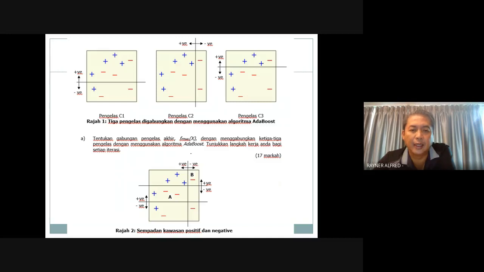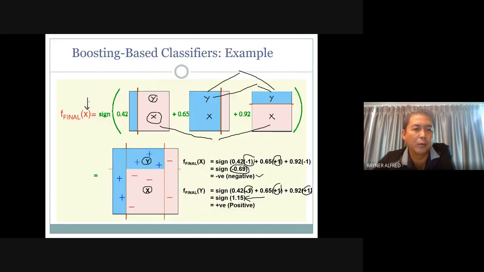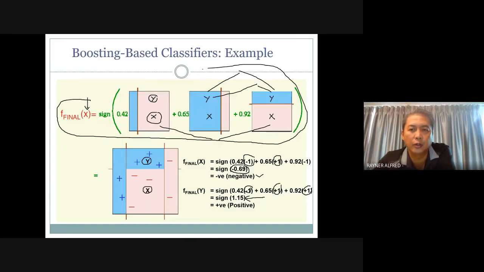So this is a sample of a question in the final exam. Okay, so given this one is classifier 1, classifier 2, classifier 3. You were asked to find what is the formula for this. The formula will be this one. So you need to determine this. So for you to form this formula, you need to compute the weightage of each of the model that you have here.